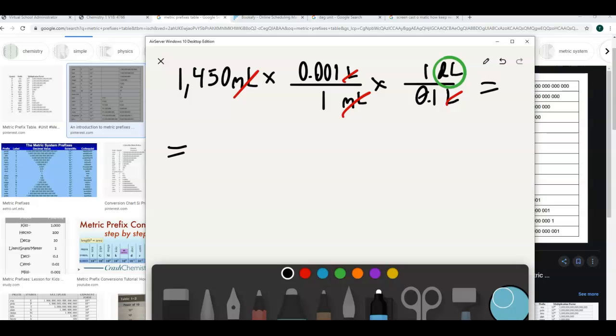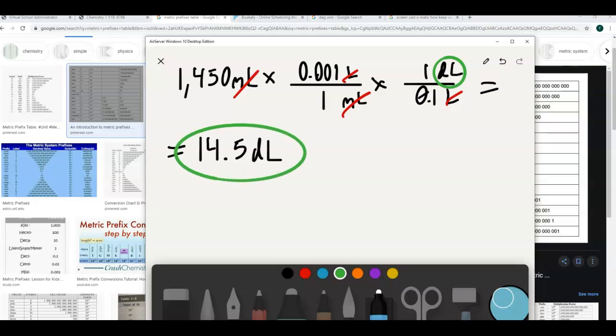All right, let's throw this in a calculator. We have 1,450 times 0.001 divided by 0.1. And I get 14.5, and it's not just 14.5, it's 14.5 deciliters. All right, there's your answer.